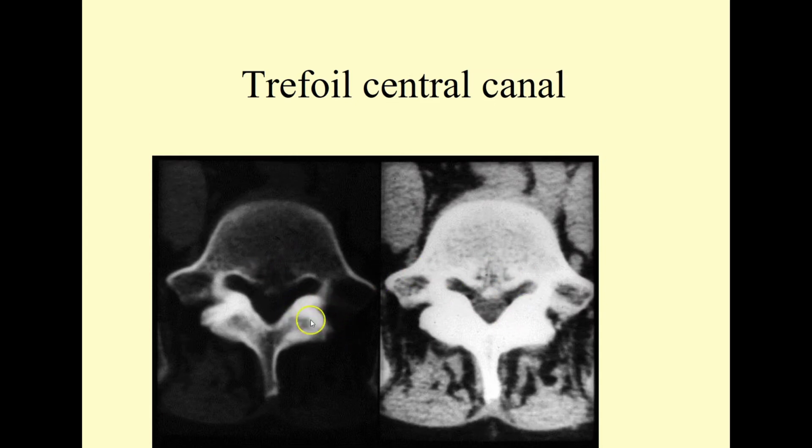The combination of facet arthrosis and sometimes circumferential bulge of the disc or even posterior osteophytes off the vertebral body can change the shape of the central canal, usually round to oval. Here in this case, it's divided up into what looks like 3 leaves, hence the name trefoil central canal. Trefoil central canals are associated with what's known as lateral recess stenosis.